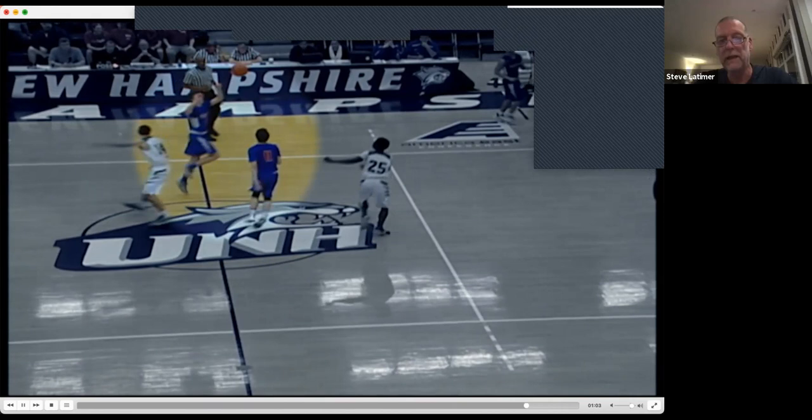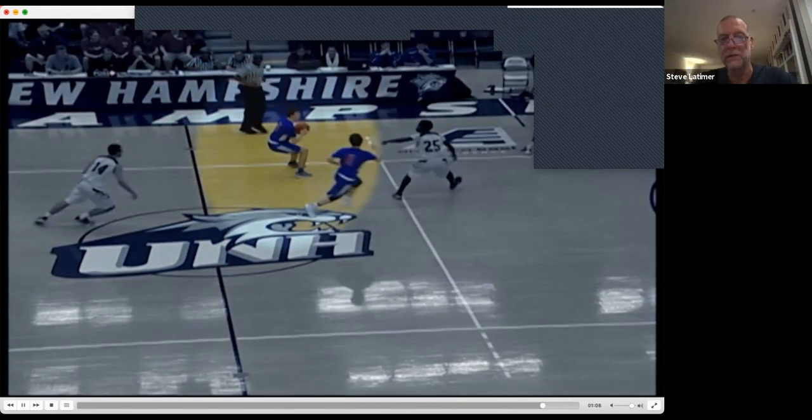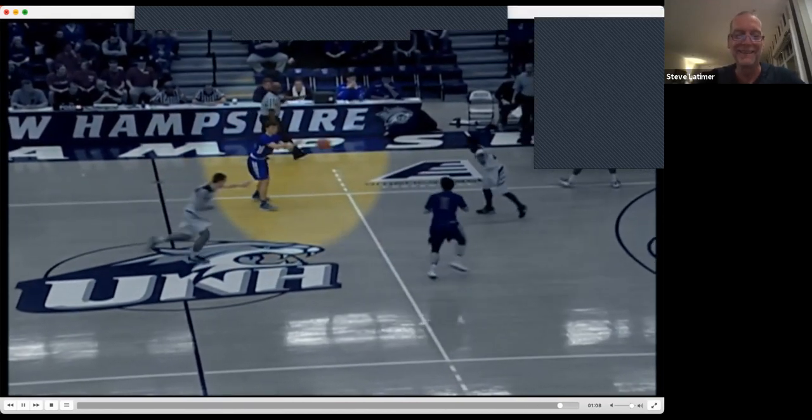Who, by the way, may have landed in the backcourt before he actually caught the ball too. This is a legal play.